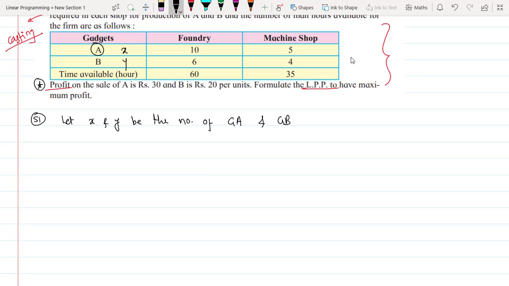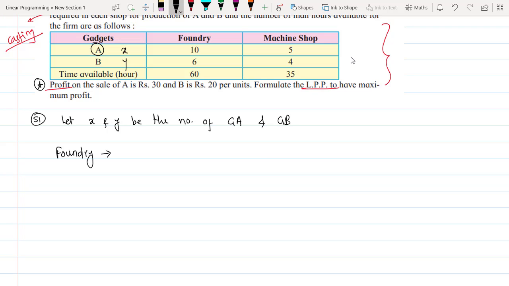Now what will the foundry be? Foundry and the machine shop, what are they? For the foundry, those are known as the constraints. For the foundry, gadget A requires 10 hours and gadget B requires 6 hours.